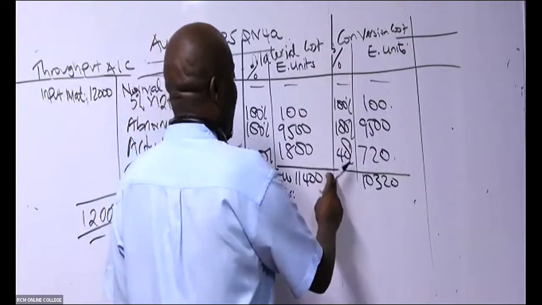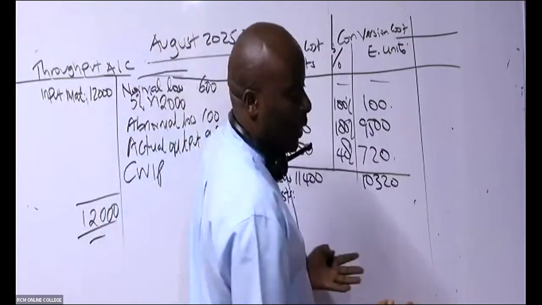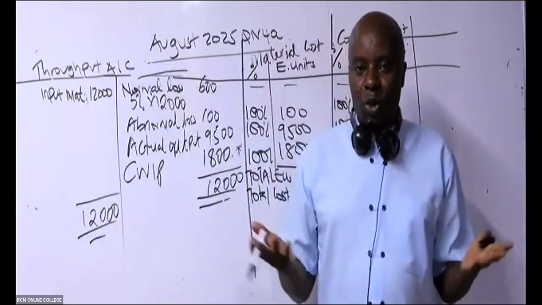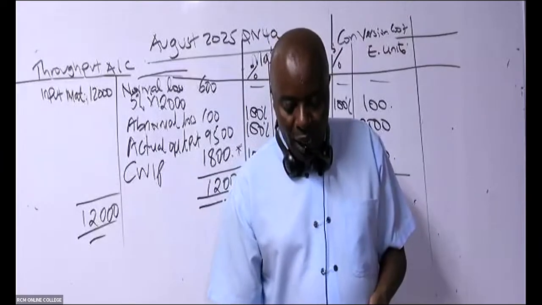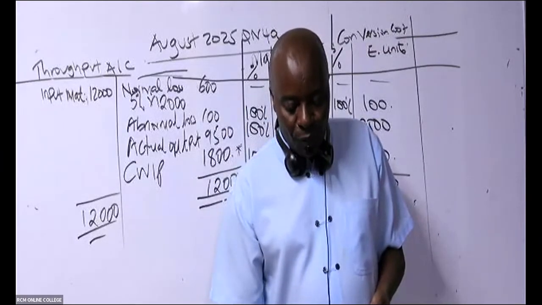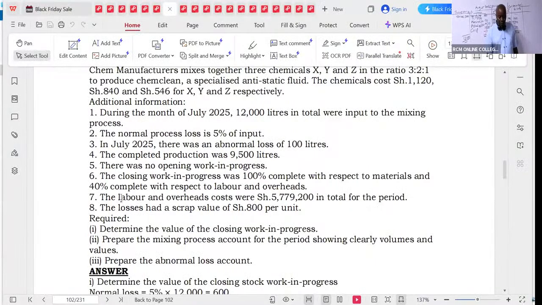The only total cost these guys could see very well in the exam was total conversion costs. Out of the papers we were marking, nobody was confusing the total labor cost. It was given here in note number 7. Labor and overheads cost were 57,79,200. That one everybody was able to get.